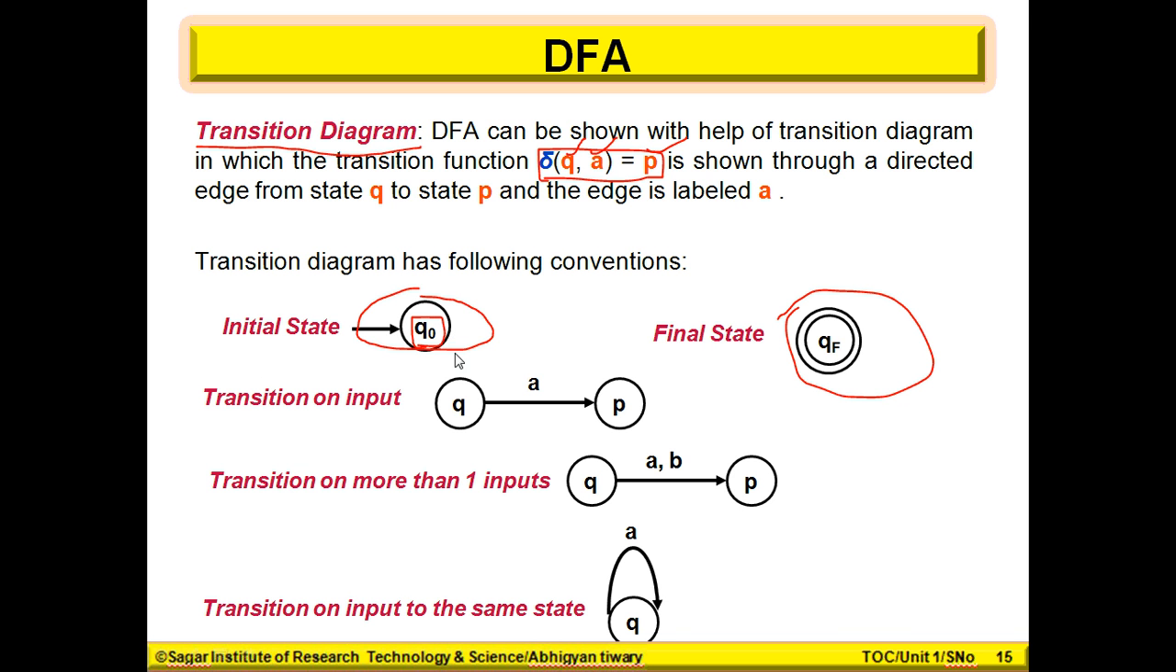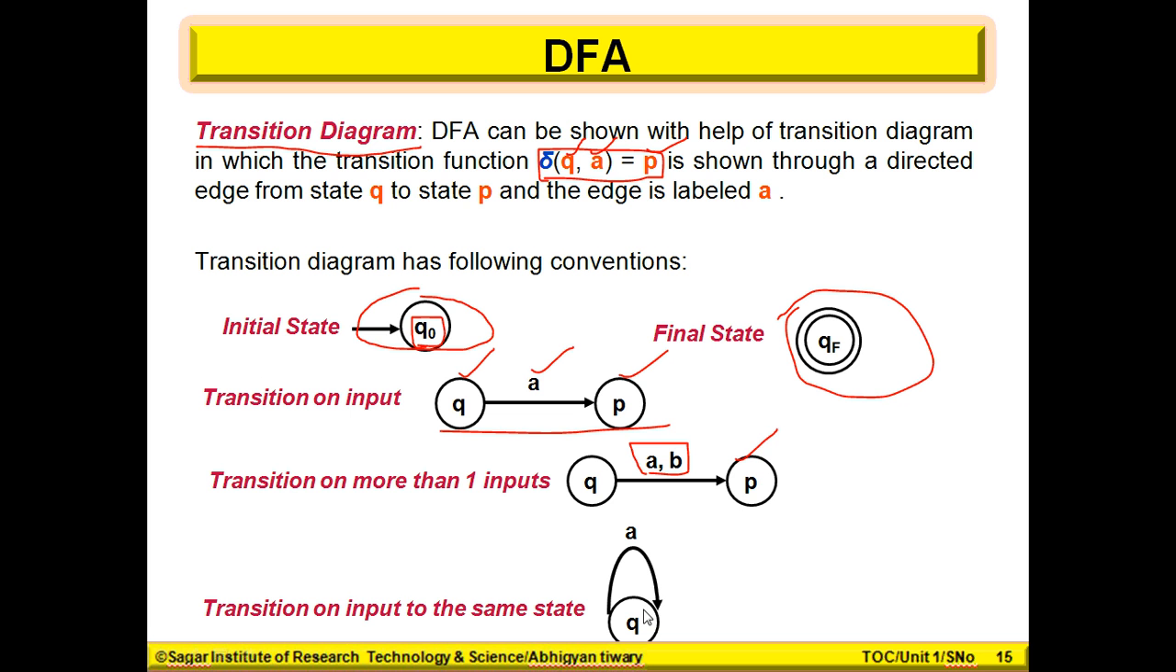And this is the transition on input. Q is a state, and after reading this A input, we will transit to P state. More than one input is also possible. So for different kinds of input, we can reach the same state itself. This is valid. And the transition can be to the same state also. That is a self loop.